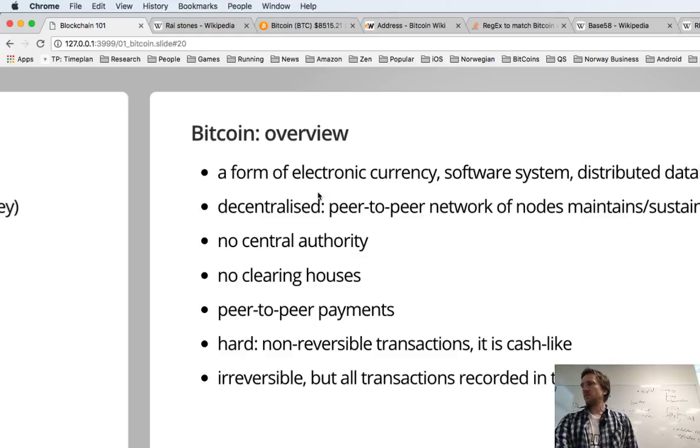So it is a form of electronic currency, a software system, a distributed database. It is decentralized, with no central authority, no clearing houses, and peer-to-peer payments, but they have to go through the chain. It's not reversible, so once you make a payment, it cannot be reverted. And all transactions are recorded in the ledger, right? So it has some of the properties which we discussed, and it belongs to the hard digital currency model.